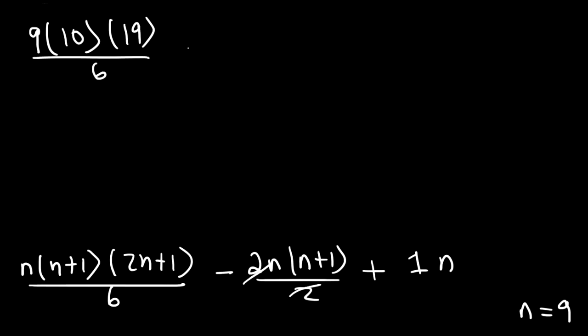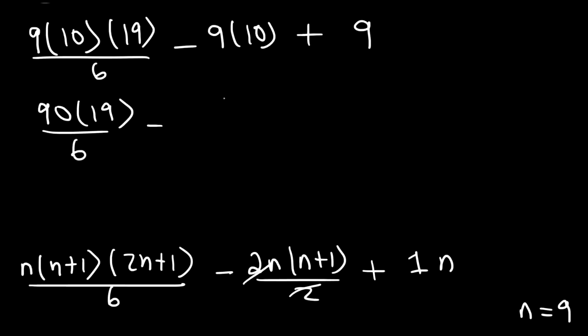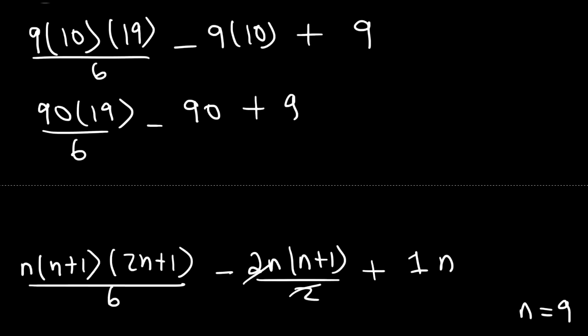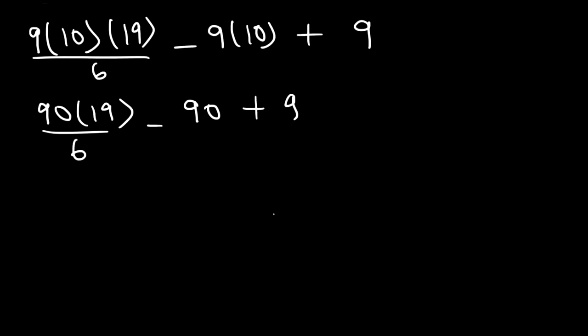Here we could cancel the 2's. And so it's going to be 9 times 9 plus 1, which is 10. And then plus n, so that's 9. Now 9 times 10 is 90. And on the right, we also have another 9 times 10, which is 90 as well. 90 divided by 6 is 15.